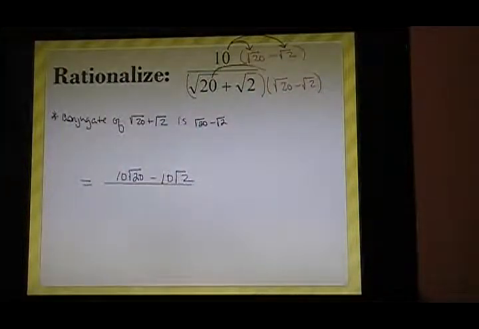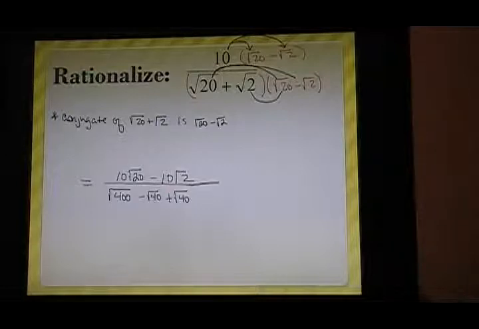So the square root of 20 times the square root of 20 is the square root of 400. The square root of 20 times negative root 2, I have minus the square root of 40. Root 2 times root 20, I have plus the square root of 40. And then root 2 times negative root 2, I have minus the square root of 4.